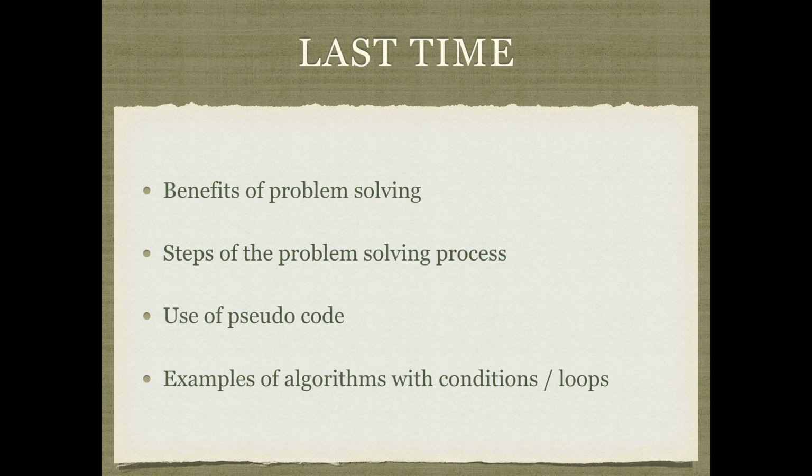So on Tuesday we talked about the benefits of problem solving, the different steps involved with the problem solving process, the use of pseudocode to accomplish algorithms to assist in problem solving, and different examples of algorithms with conditions and loops. So today we're going to talk about different kinds of more general purpose algorithms that can be used for different purposes within broader contexts with problem solving.